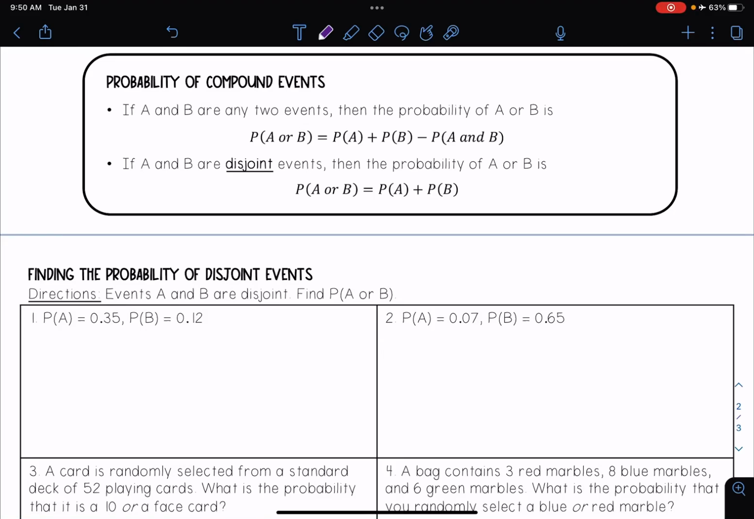In this video, we're going to be looking at finding the probability of compound events. In particular, this one, we're just going to be looking at disjoint events.